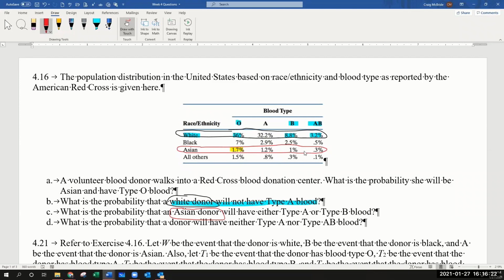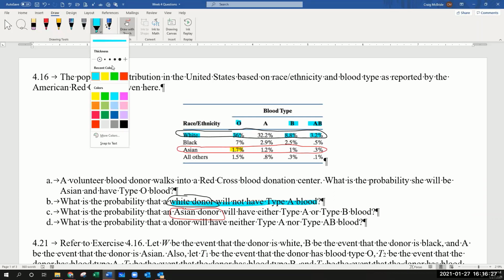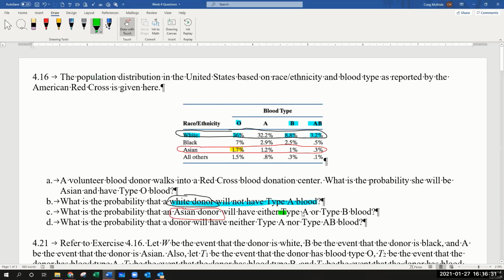But amongst those 4.2, the question is, how many of them have type A or type B? Those two. So it's going to be basically 2.2 divided by the 4.2. And that's how you get that one. So these two are both conditional probabilities. The way they're worded, it doesn't seem like they're conditional probabilities, but they really are, unfortunately.